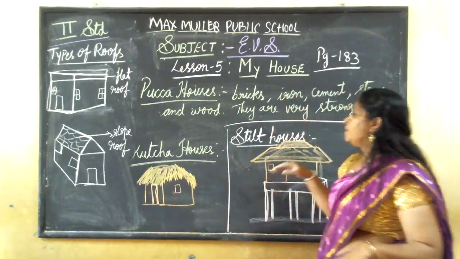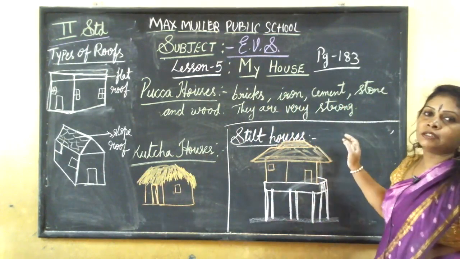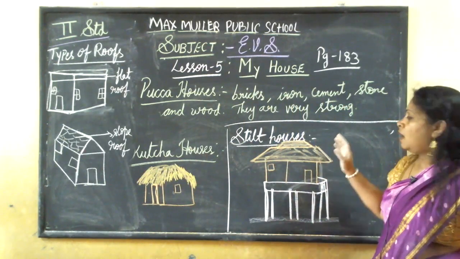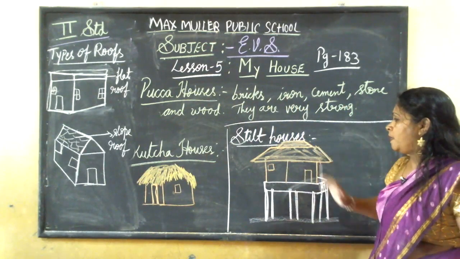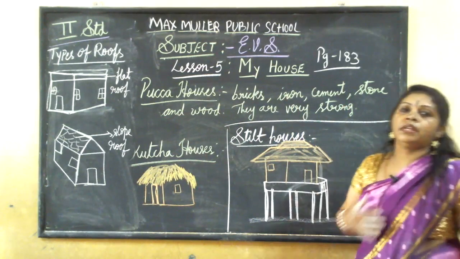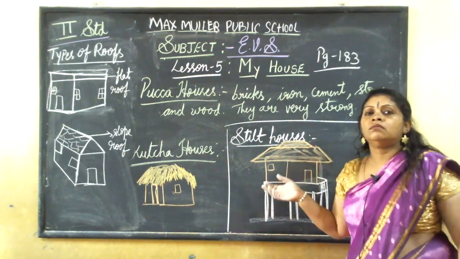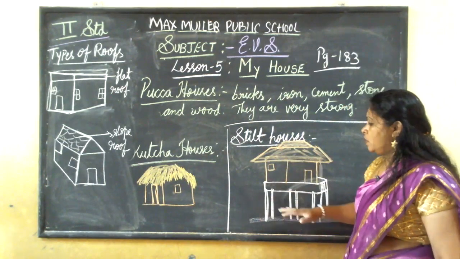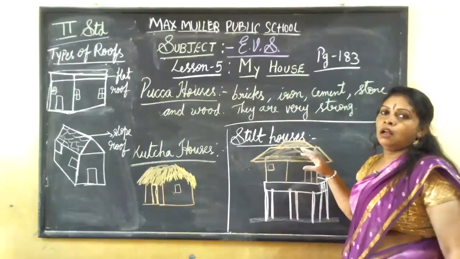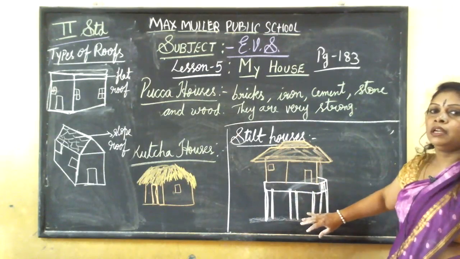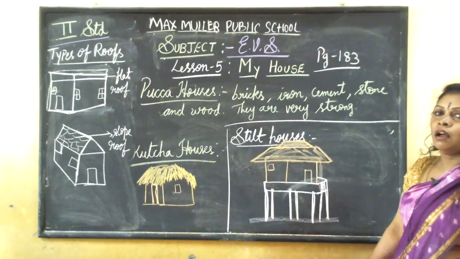And next is stilt houses. This is constructed where floods and heavy rain occur, and because of floods, the house should not get carried away with the water. For that purpose, they construct the houses on poles. So if floods come also, nothing will happen. The poles will be down there, supporting the house.